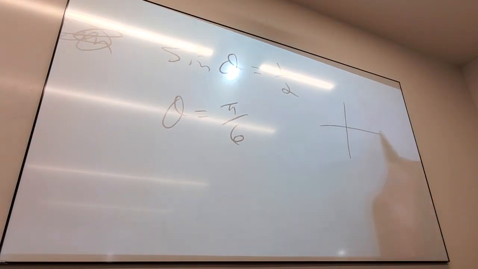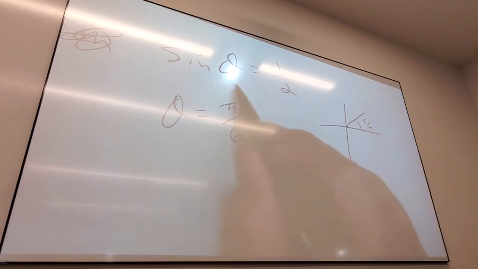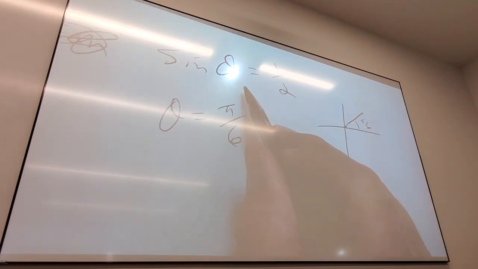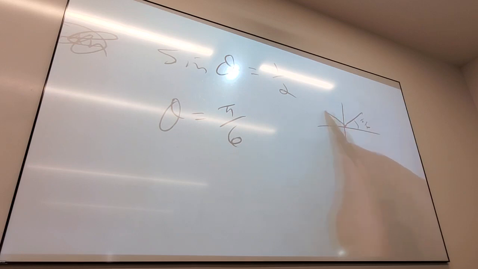What's another answer? Where else is sine positive? Quadrant 2. So if I have a reference angle of pi over 6, what other angle? 5 pi over 6.